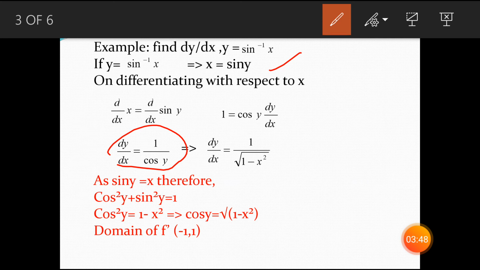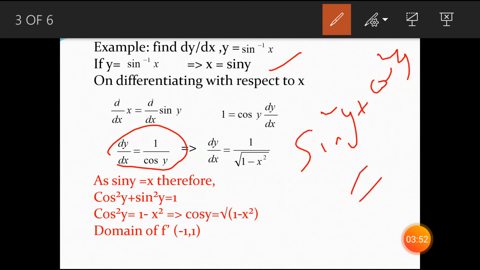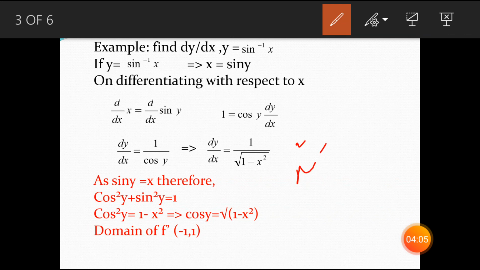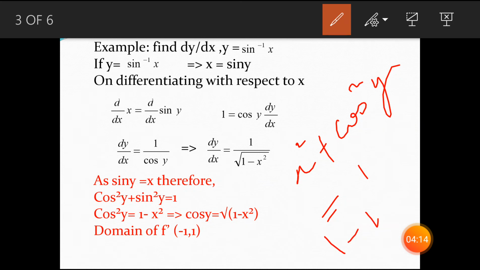You know very well that sin square y plus cos square y equals 1. This is a very easy identity that you studied in 10th standard. Now, sin y is x, so x square plus cos square y equals 1. From here you can calculate the value of cos square y. So this is nothing but 1 minus x square, under root. Under root 1 minus x square. So this is what you got.